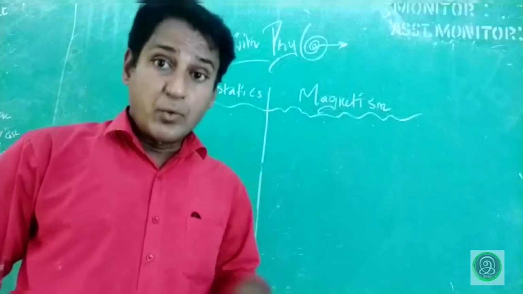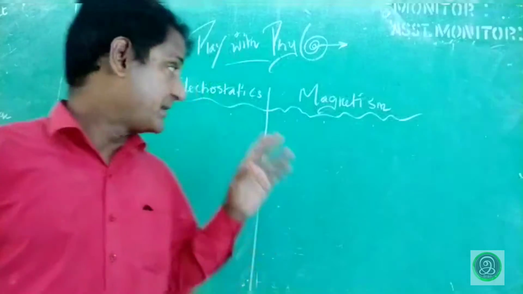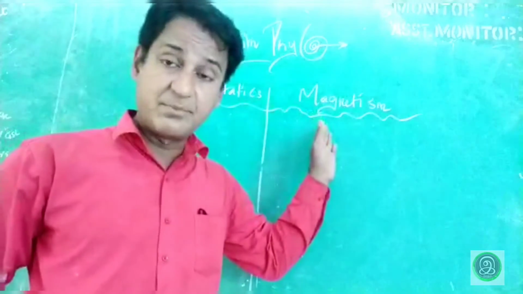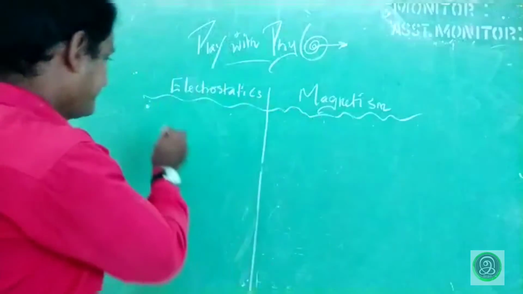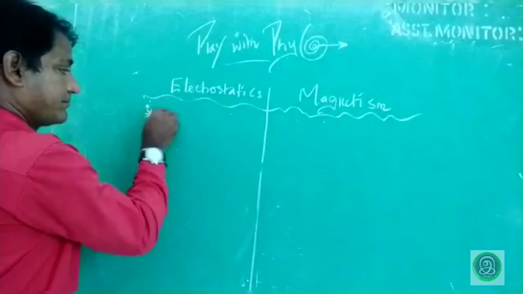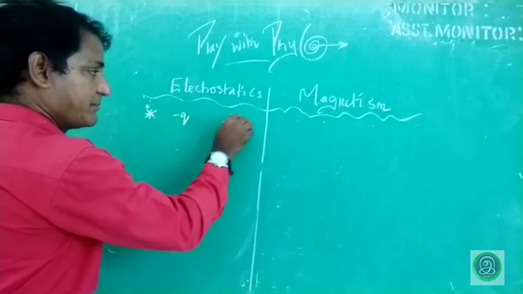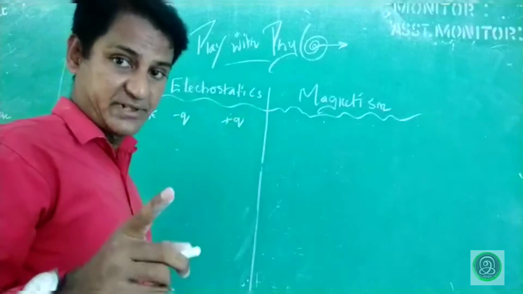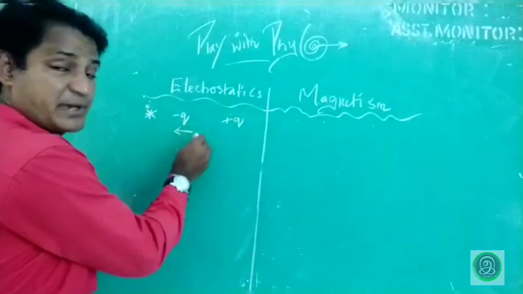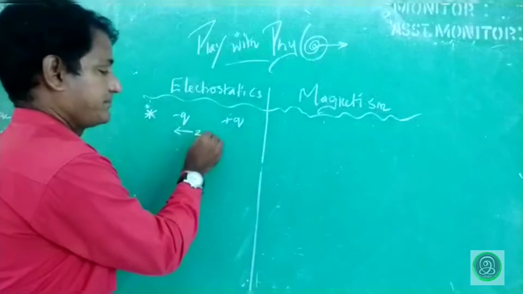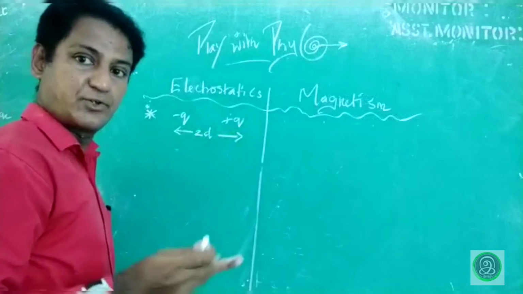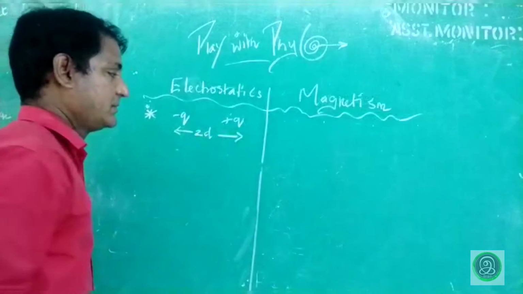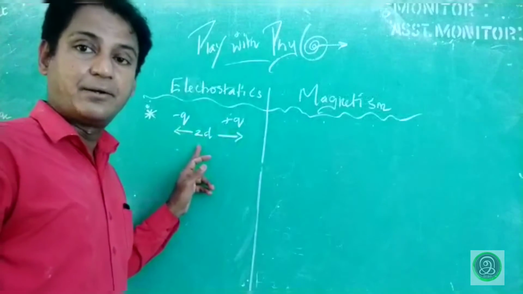Hi students, now we are going to compare two chapters, that is electrostatics and magnetism, to make the concepts easier. So first, minus Q, plus Q are two equal and opposite charges separated by a small distance. Let it be 2d or 2r, no problem. So now this is called an electric dipole.